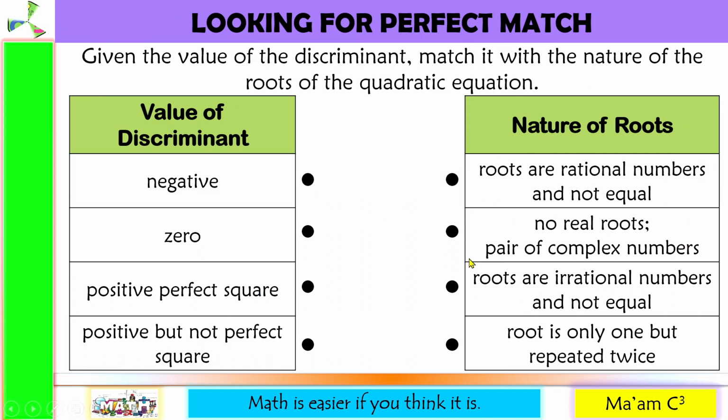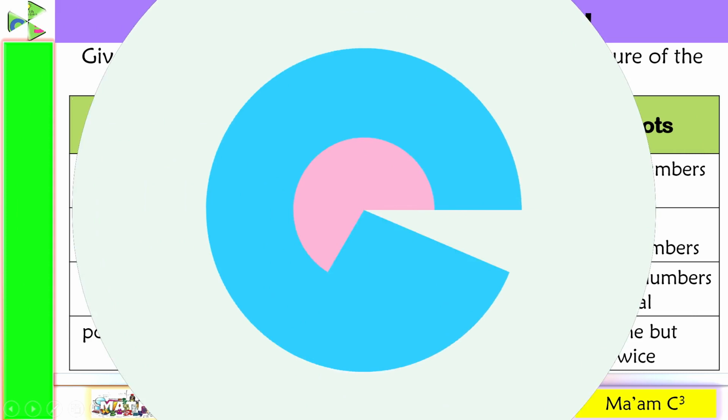quadratic equation. If the value of the discriminant is negative, we do not have real roots, just a pair of complex numbers. If the value of the discriminant is 0, then the root is only 1 but repeated twice. If the value of the discriminant is positive and it is a perfect square, the roots are rational numbers and not equal. And if the value of the discriminant is positive but not a perfect square, the roots are irrational numbers and also not equal. Let's have another activity.